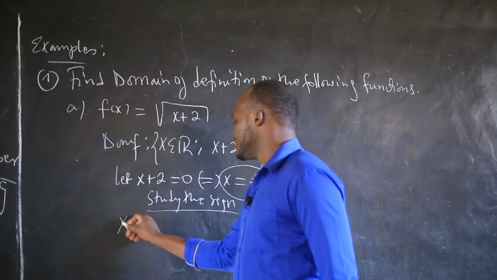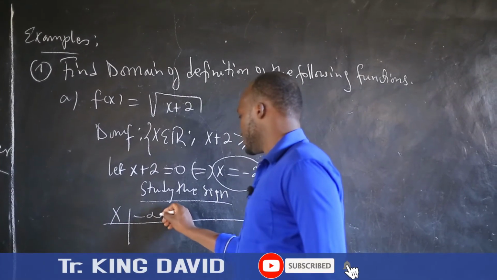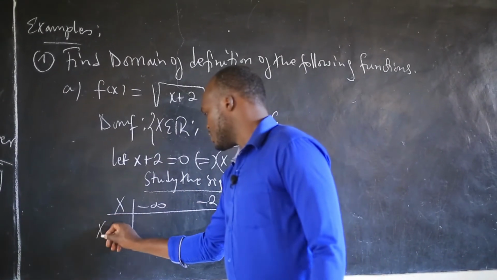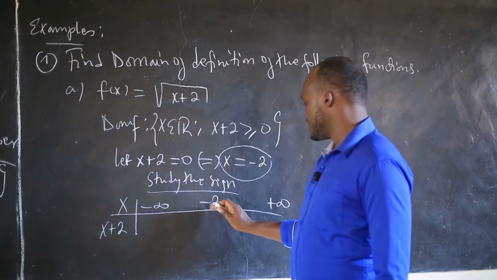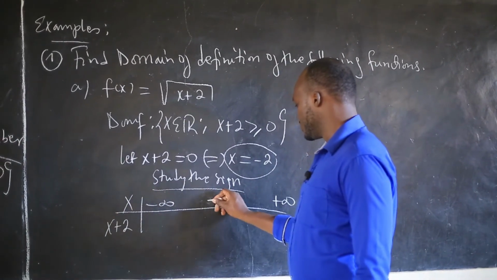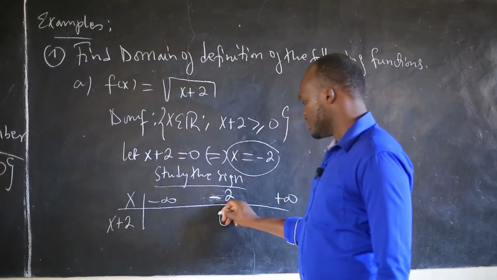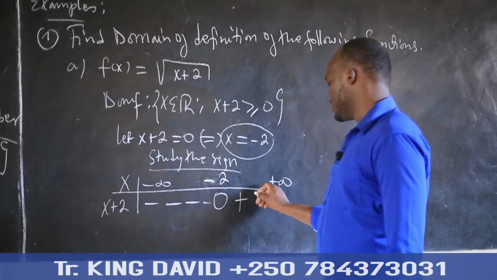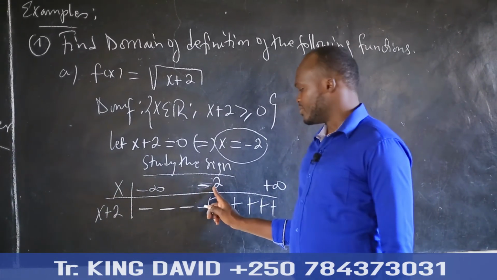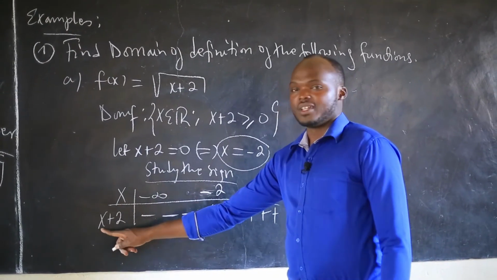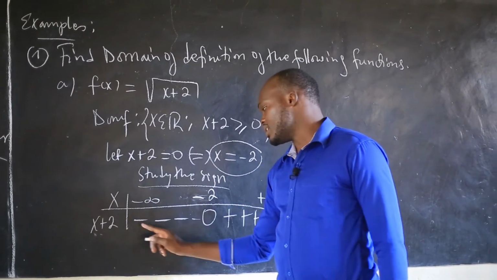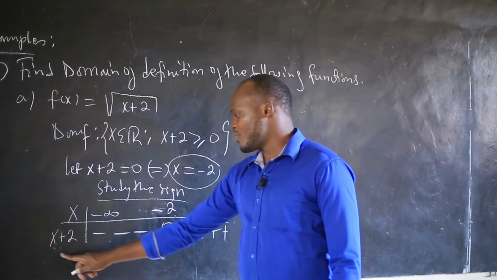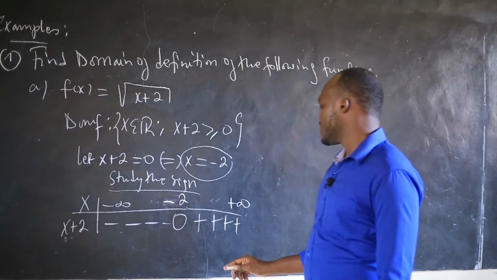So we have x from negative infinity to positive infinity. We have negative 2 here. We have our equation which is x plus 2. So this negative 2, if you bring negative 2 here, you're going to get 0. So this side it will be negative, and here it will be positive. Between negative infinity and negative 2, there is like negative 3. If you bring negative 3 here, it will be negative 3 plus 2, that's negative 1. That's why we have a negative. But from negative 2 to positive infinity, there is 0, there is 1, there is 5. If you use 5 plus 2, that's 7, and that 7 is positive. So that's why I have positive.